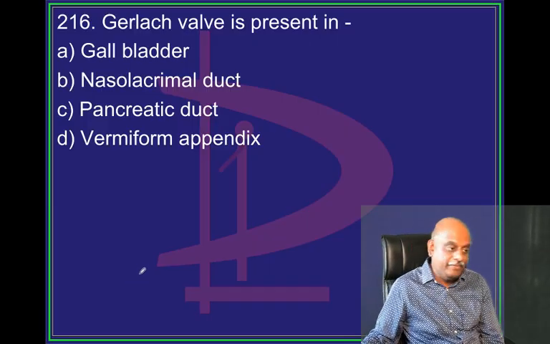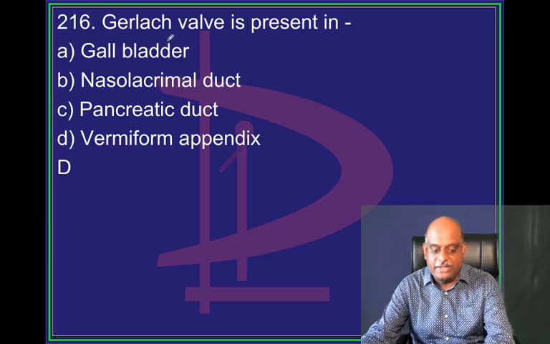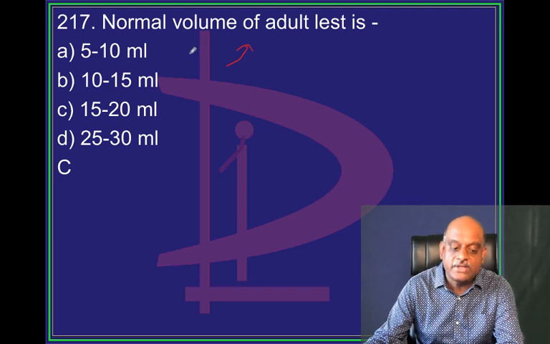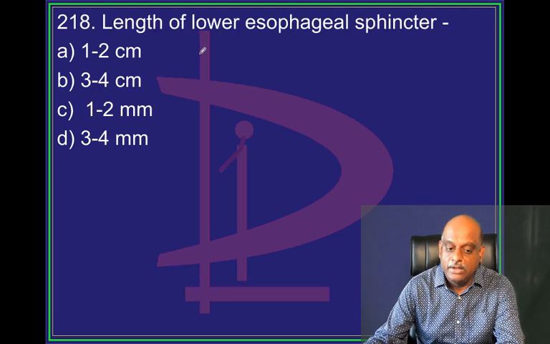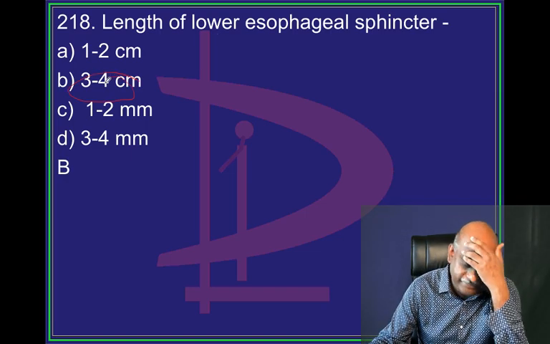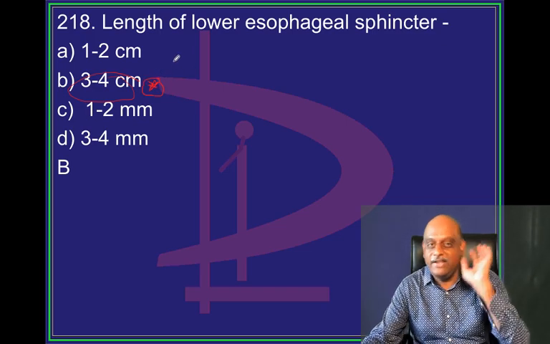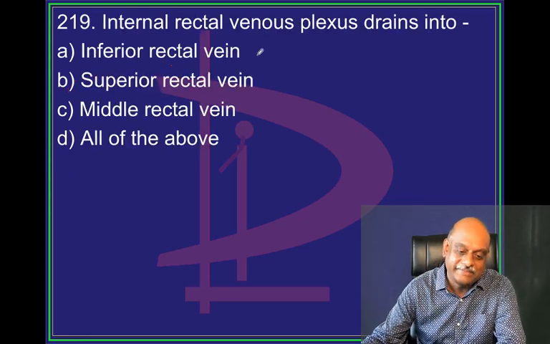Now doctor, Gerlach valve, where is it present? In the vermiform appendix. Adult testis kitna hota hai? 15 to 20 ml. Length of the lower esophageal sphincter 3 to 4 centimeters. Wow. Examiner, kaun banega PG Pati program. After entrance is over, you forget all these things, doctor.